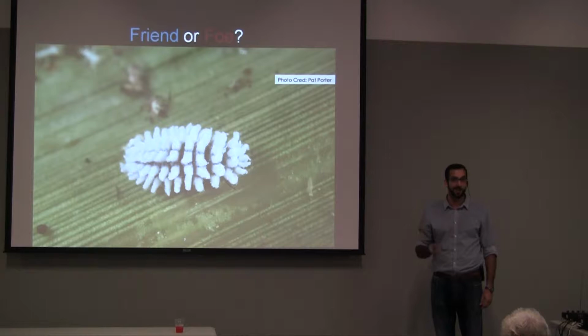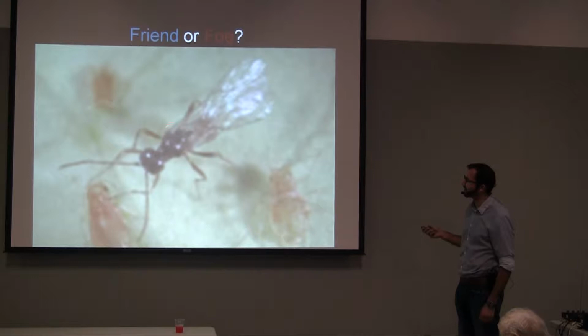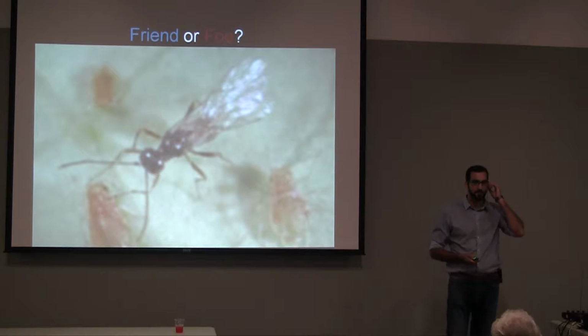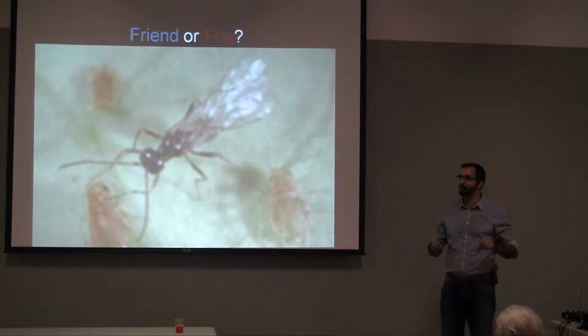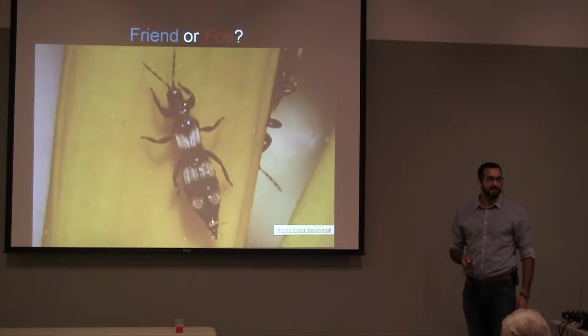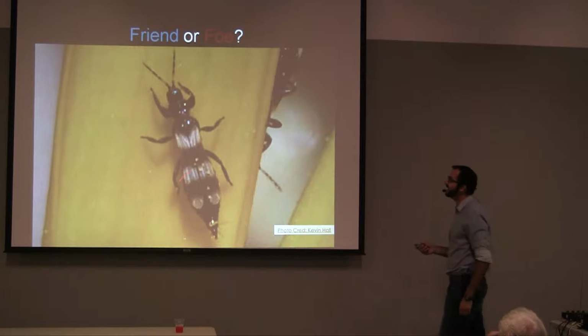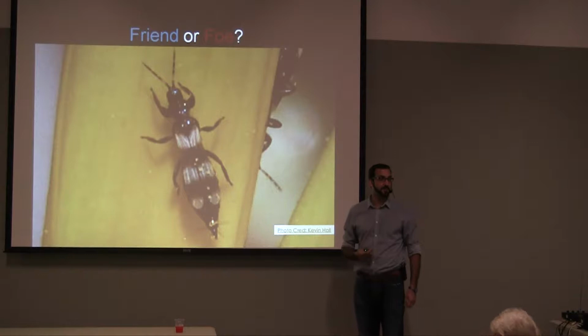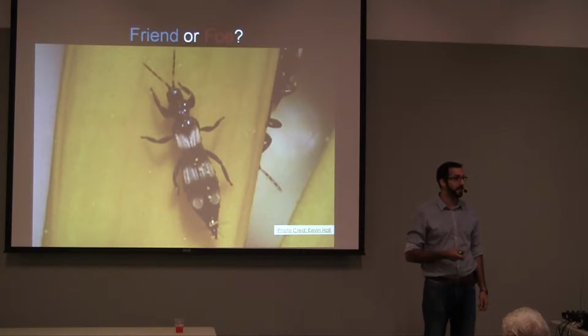How about this? This is kind of a horrible image, but how about this thing right here? Friend, foe. We're not so sure. We'll find out later in the presentation. The suspense shall build. How about this? Evil looking. Yeah. It looks like a thrips. It's actually a predatory thrips. So it actually eats other insects, primarily other mites. So even though it looks like a thrips, it's actually a beneficial insect.